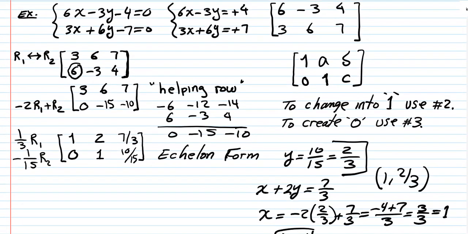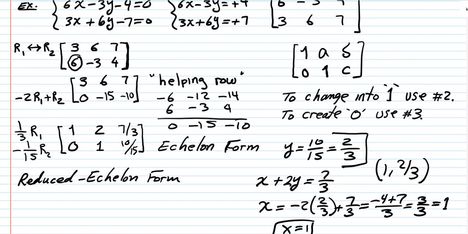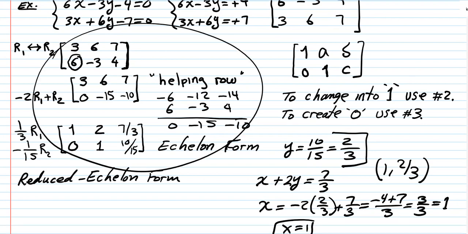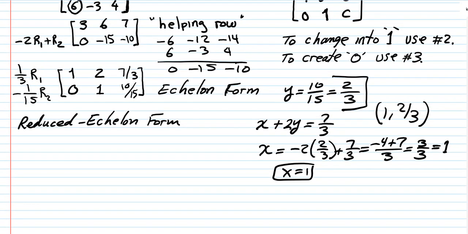Okay, now we have the solution, but let's actually take this a step further. Let's say we want to do reduced echelon form. And the process that we just did, by the way, this is called Gaussian elimination. Now, we're going to create a 0 above the 1. True? Right now, there is a 2 there. We need to make that into a 0. So, we need help from the row below.